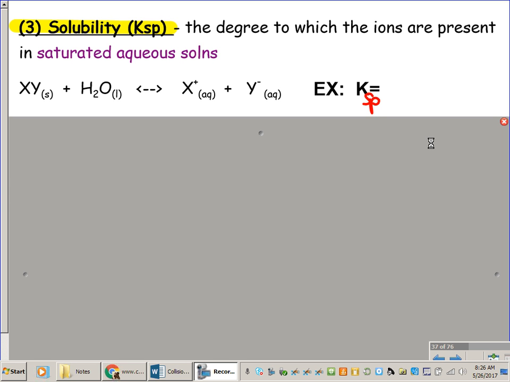So for that example, guys, what did you write down as your Ksp expression? X plus times, all over, say again? Do I have to put it over anything? No, it's all over one because solids and liquids are excluded. I'm not even going to write it. Actually, on the AP exam, you can't write it if they think that you think something depends on it. So on the AP exam, you can't write the line for some reason.